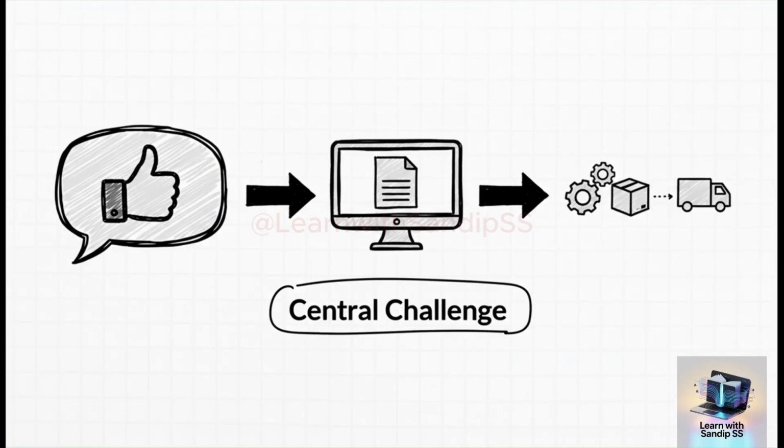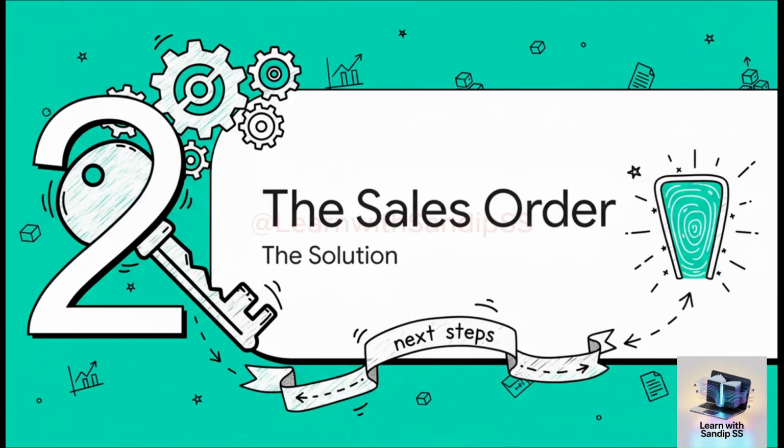So Sally's job now is to take that verbal yes, that handshake, and turn it into something the rest of the company can actually act on. She has to create an official record that's going to trigger the entire fulfillment process. That's her core challenge. And the solution to her problem? You guessed it, the sales order. And let me tell you, this is not just some digital piece of paper. It's the key that unlocks the entire process. Let's see how it works.